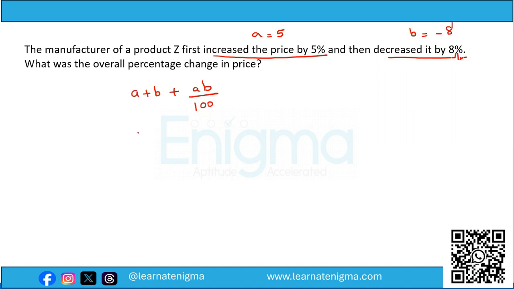Now let's substitute those values here. So it becomes 5 minus 8 plus 5 into minus 8 upon 100. So 5 minus 8 is minus 3 minus 0.4. So we can say that it is minus 3.4 percentage. Now because it is minus, we can say it is 3.4 percentage decrease.